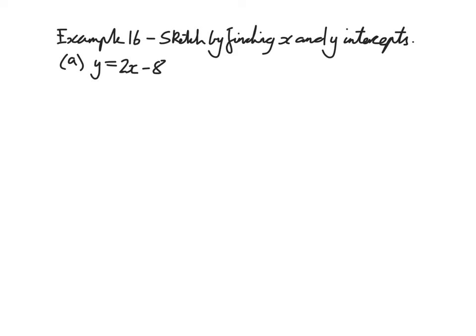Example 16. Now, this one says sketch by finding x and y intercepts. There are 2 ways of sketching. This is the other way of sketching. All right. I don't like this way quite as much because it's a little bit more mucking around in getting our solution to then plot. But actually, when we go to plot, it is really easy from that point on. And some of you might like this better. So we're going to find the x and the y intercepts first. And we'll see how we go with that, okay?